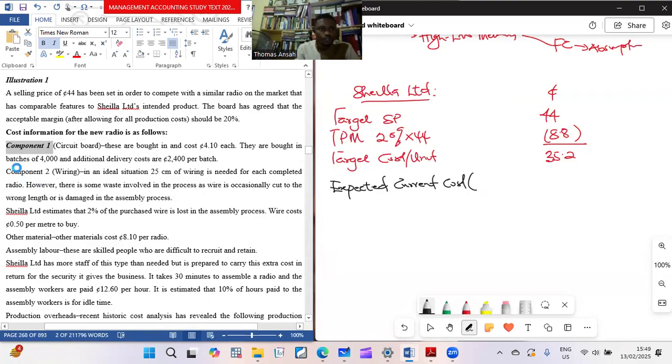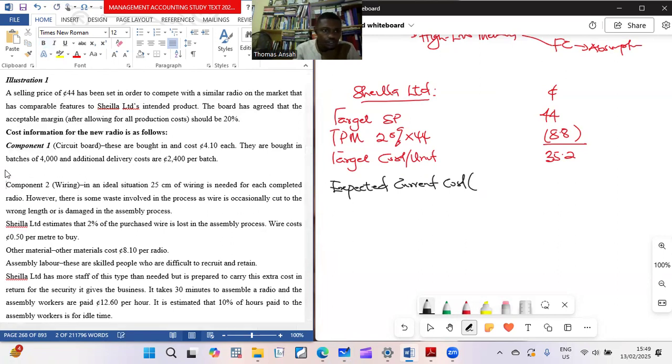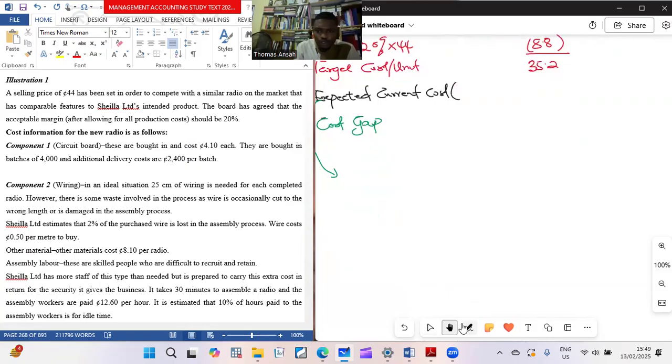Okay. Then, if we are producing a new radio, these are what we will do. So let me separate them. So we are going to do workings on this so that if there is a cost gap, we will find out. But how do we deal with this? So let's see. If we are going to produce, we will need component one, according to the question.